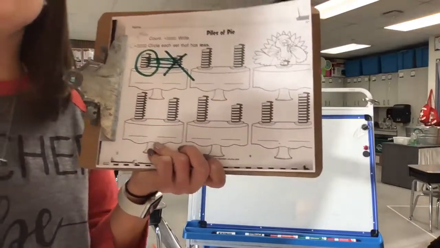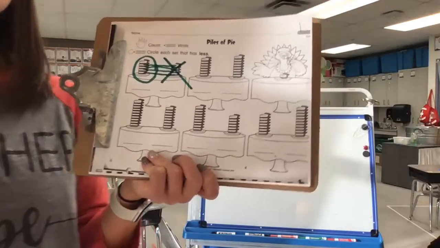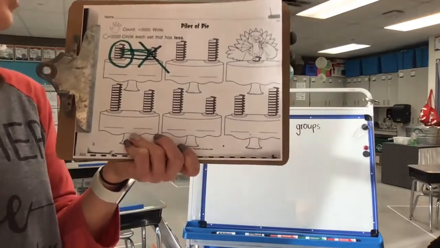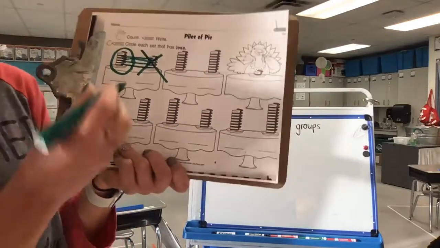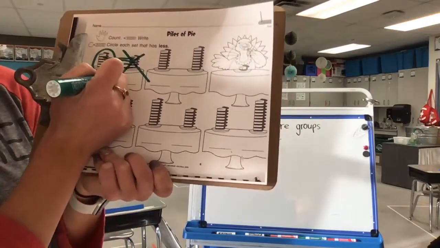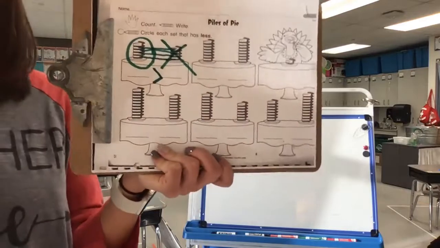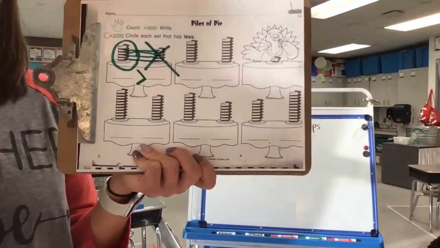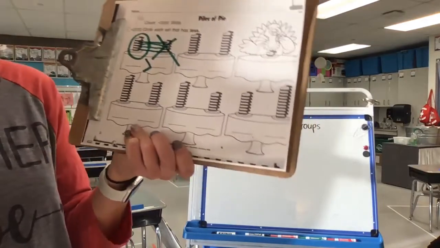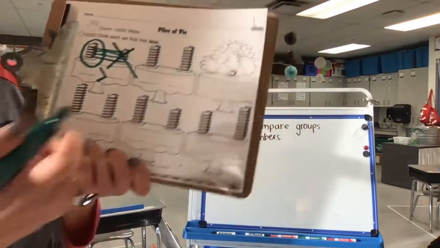But now we're going to use our symbol to show which group is greater and which group is less. Remember, the alligator always likes to eat the greater group. So down here, we're going to draw a symbol facing the circled group to show this group has a greater amount. All right, let's go over to the next one.